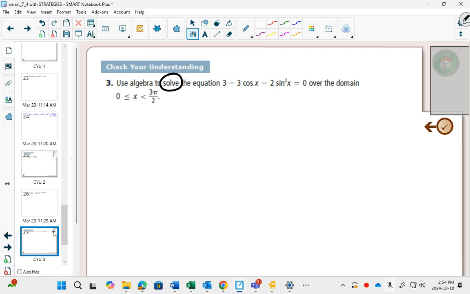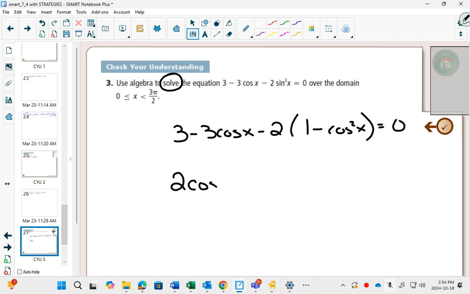But this is where we can use our identity and say, hey, I know I can replace the sine squared with 1 minus cos squared. Then if I distribute, negative 2 times that is going to give me 2 cos squared. I'm going to write that first just to make my factoring later on easier. I still have the minus 3 cos x. And here I'm going to have 3 minus 2, which is plus 1.